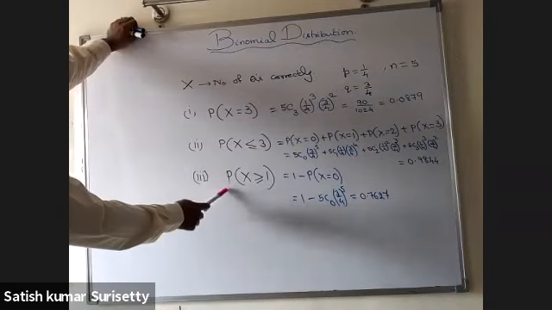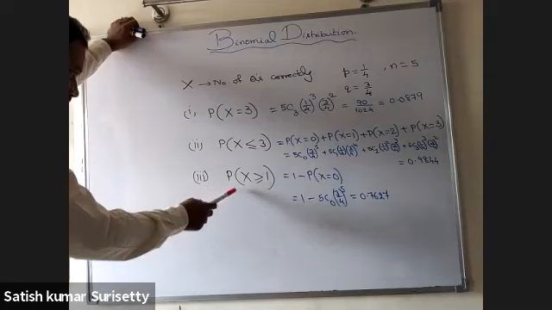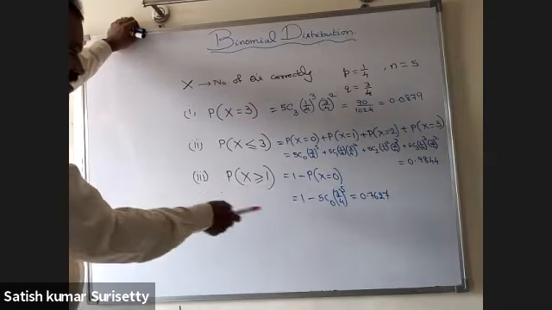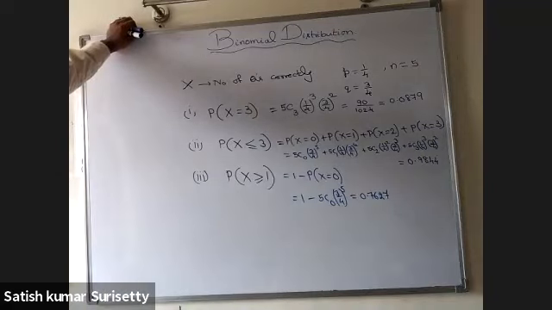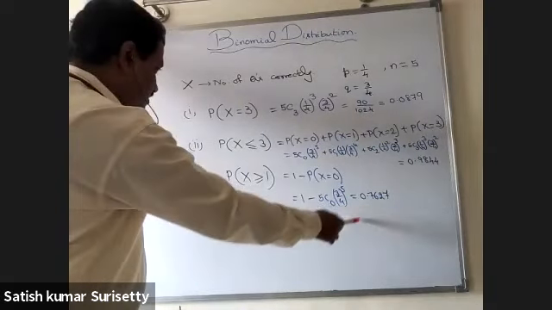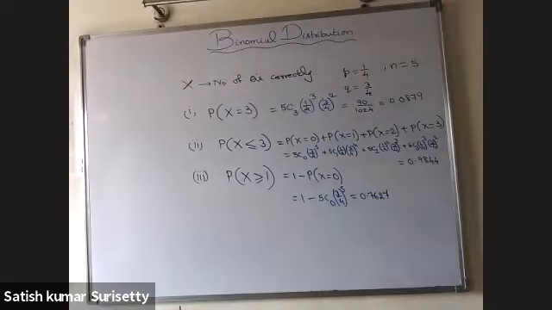Next, the third is probability of x greater than or equal to 1. So instead of calculating from 1 onwards, take it from the total. That is 1 minus probability of x equal to 0, which is 0.7627.